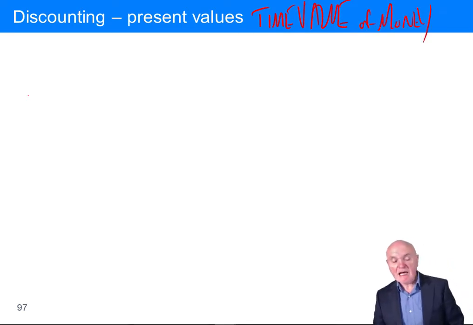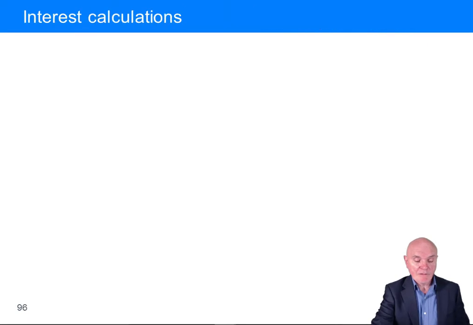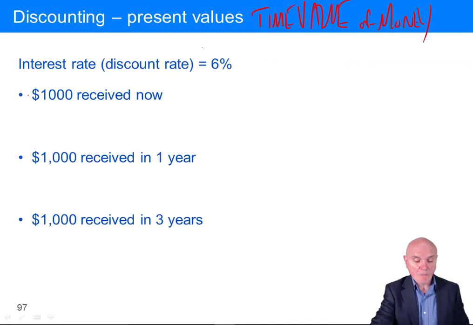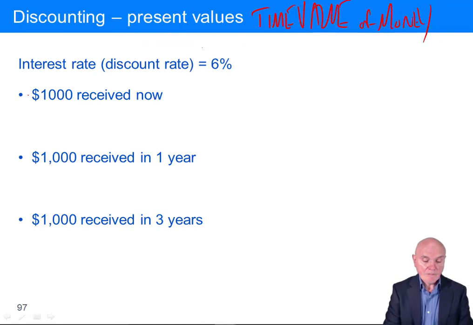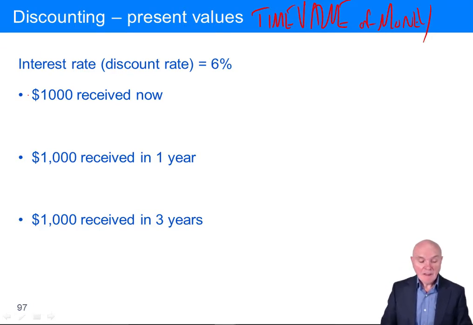And the idea behind the time value of money is that money, even though it looks to be the same amount, money received earlier is worth more than money received later. So if we look at these examples here, let's say that the interest rate is 6%. One way we can see the advantage of receiving the money earlier is if we compare these three same amounts, $1,000, being received now, in 1 year, or in 3 years' time.